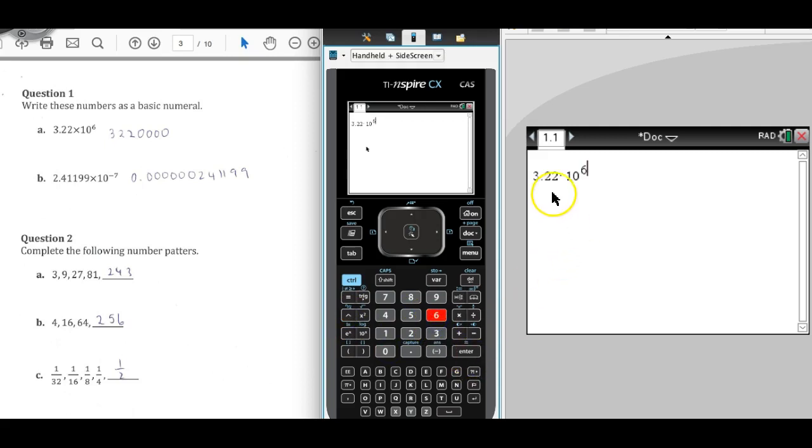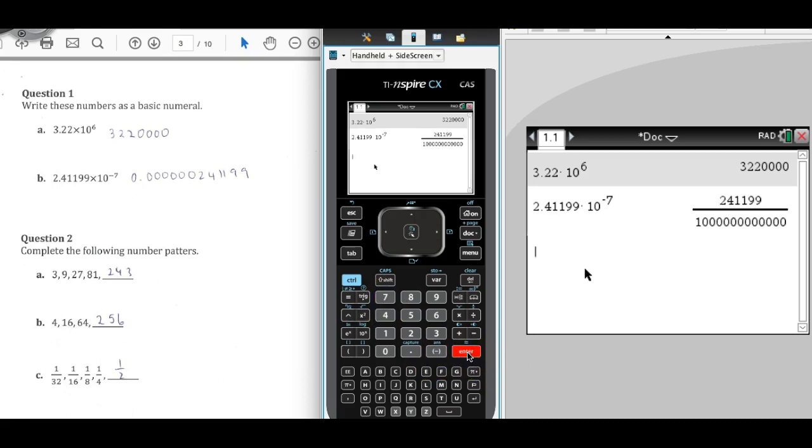Okay, so you can see it's written there exactly how it's written on the sheet. So we have 322 followed by 4 zeros. Make sure you can count the zeros. All right, the next one, we've got 2.41199 times 10 to the power of -7.